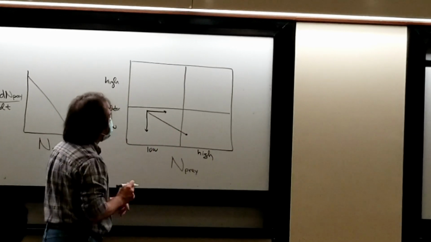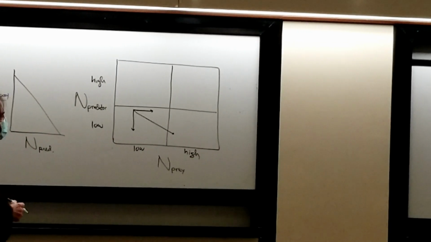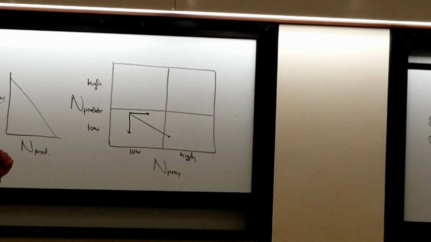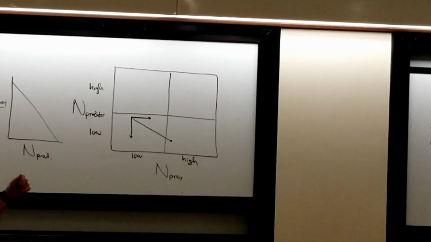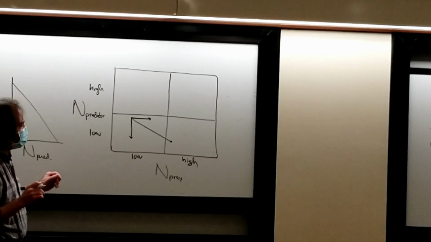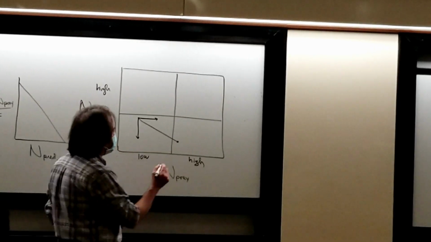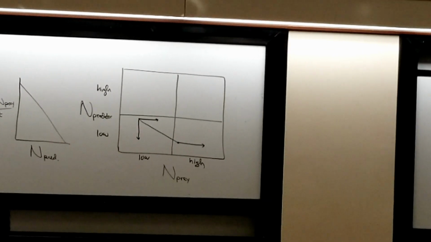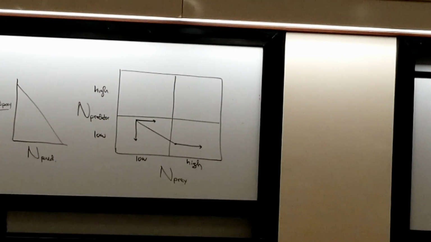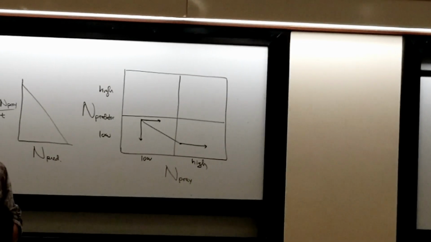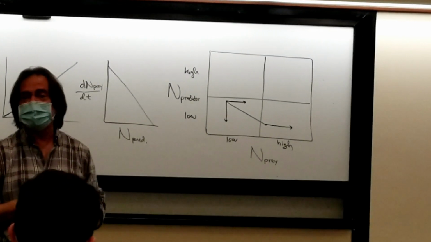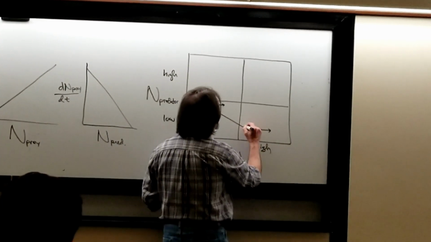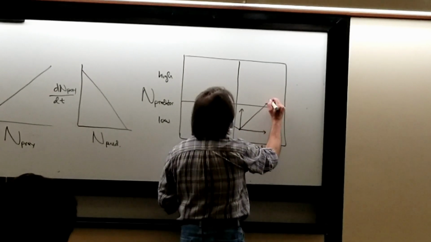Add those two together. Now tell me, my horizontal arrow measures what? Prey. To the right, because the prey are increasing. Why are they increasing? Because the predator is low. What about the vertical arrow? That measures what? Predator, and the arrow is the magnitude of the change. So up, which means increasing. Why are they increasing? Exactly. That brings us to here.